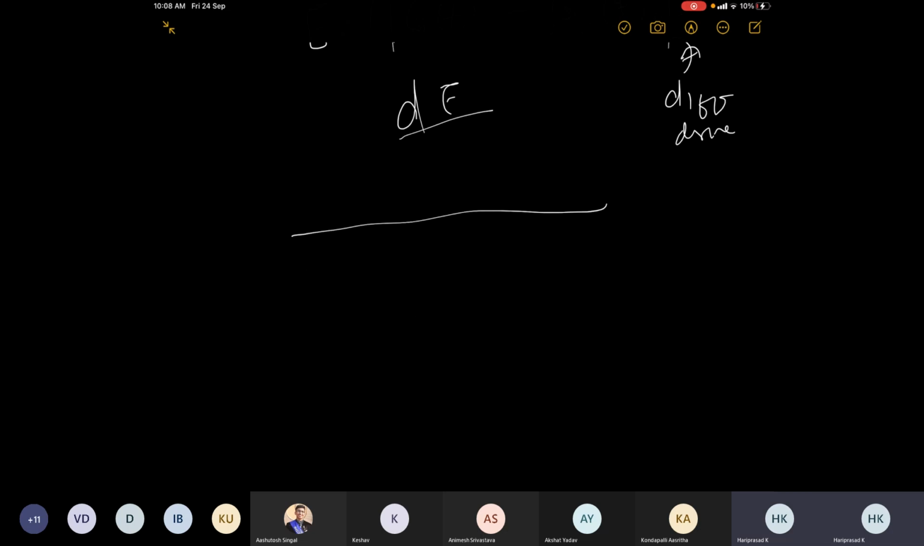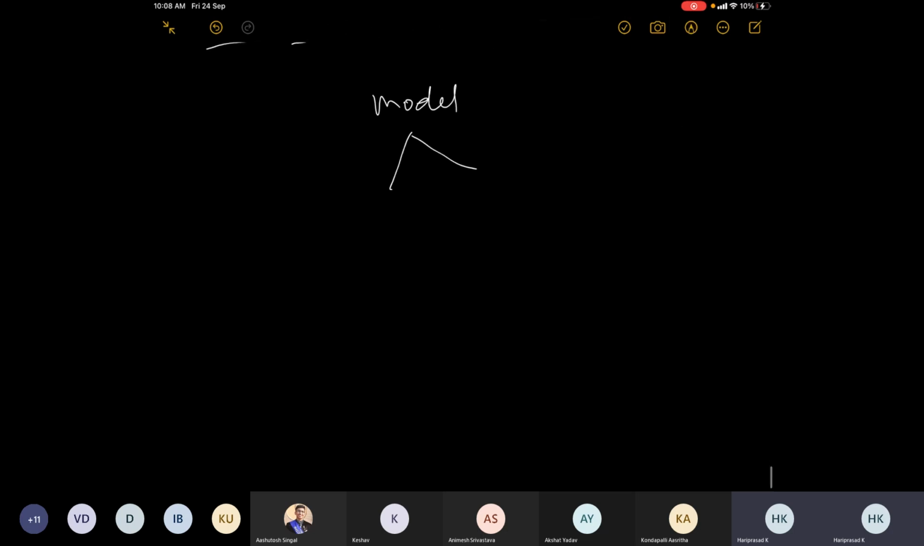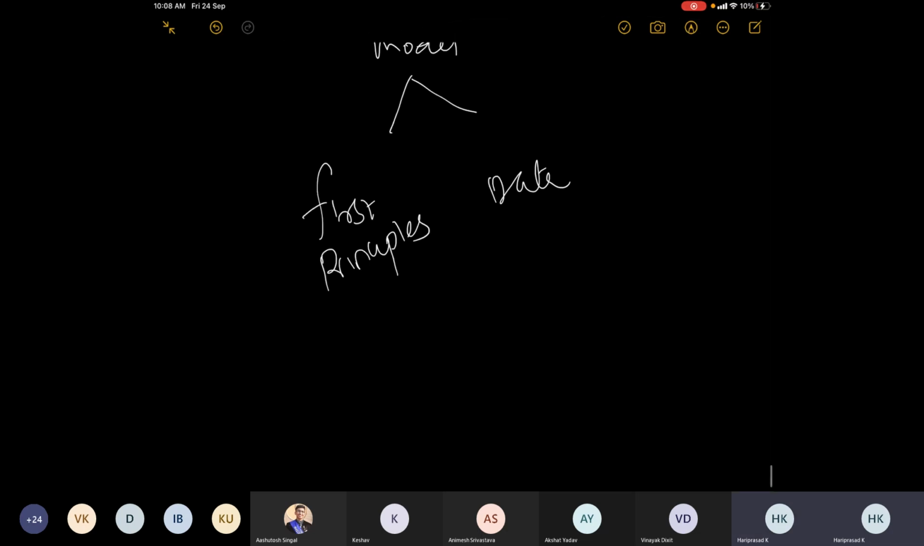Okay, so eventually, what will you do with this model? So, we have models. Now we have seen that they could be obtained either from first principles or from data. Our eventual aim is, of course, to use them for control.